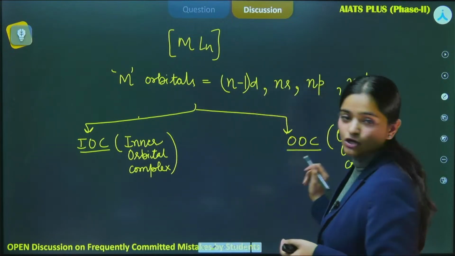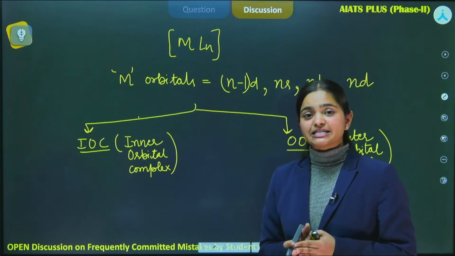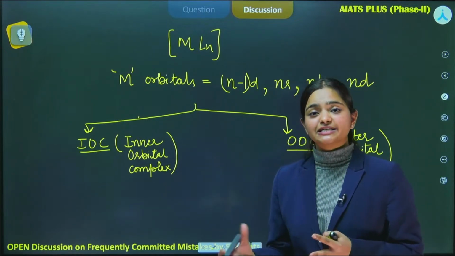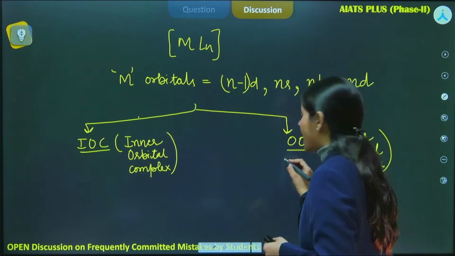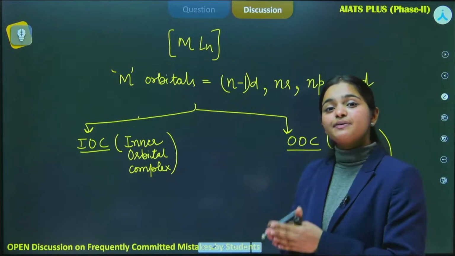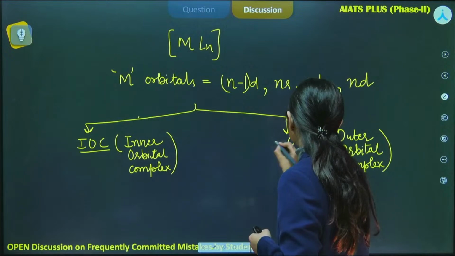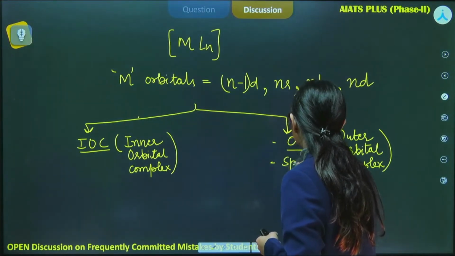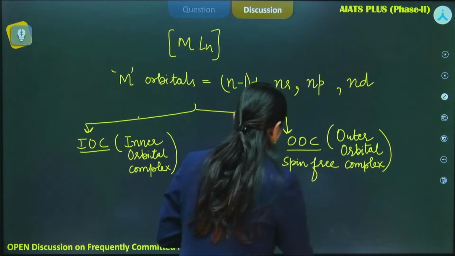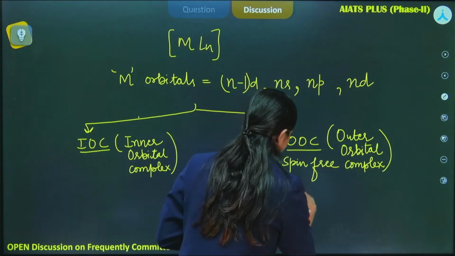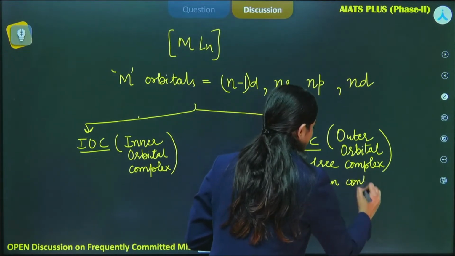And we have outer orbital complexes where the ligand basically overlaps with the outer d orbital of the metal. So, outer orbital complexes are basically spin free complexes or high spin complexes. They are also known as spin free complexes or high spin complexes.